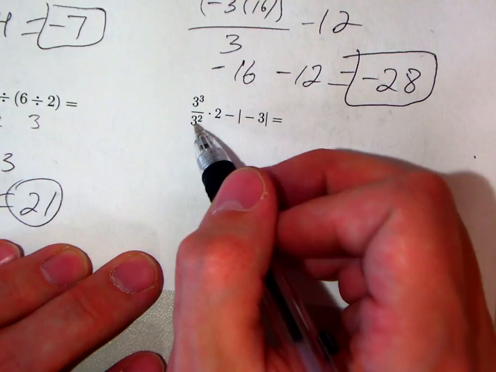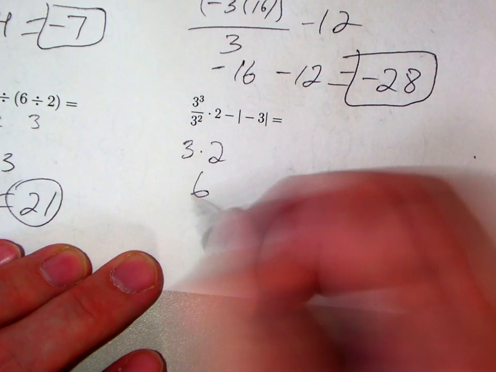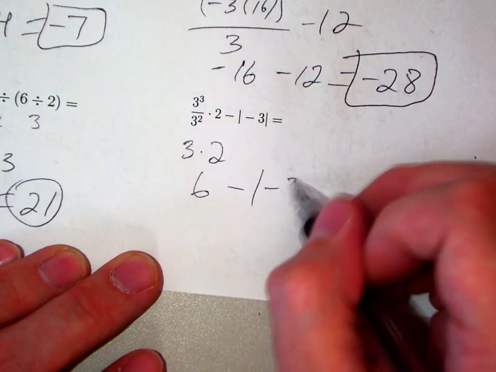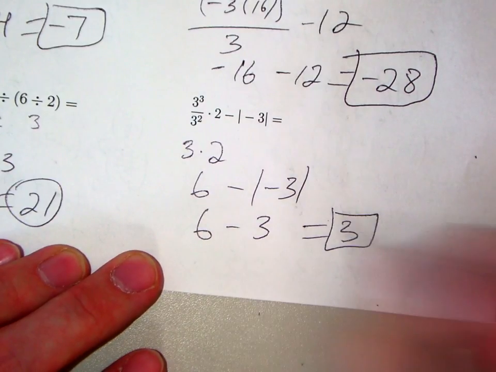Here we see that 3 cubed divided by 3 squared is just 3. We multiply that by 2, we get 6, and we subtract whatever the absolute value of negative 3 is. Well, turns out it's a positive 3, so our final answer is 3.